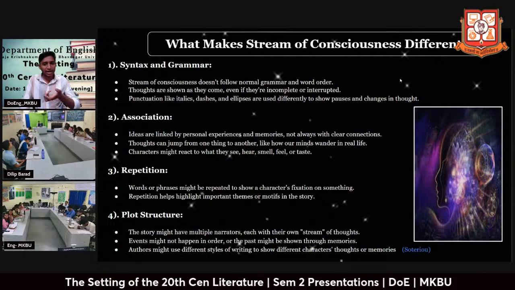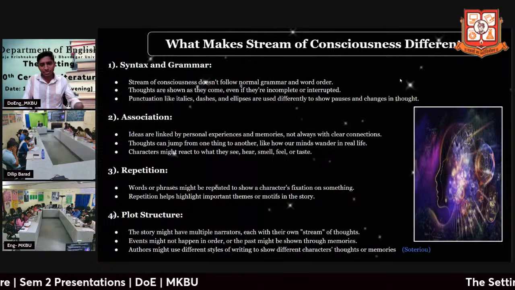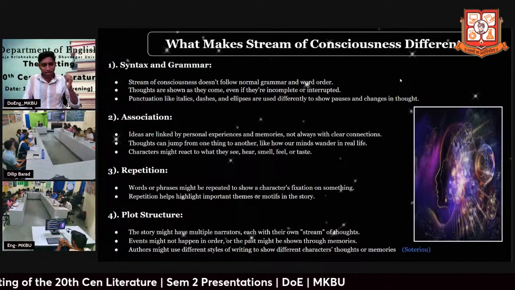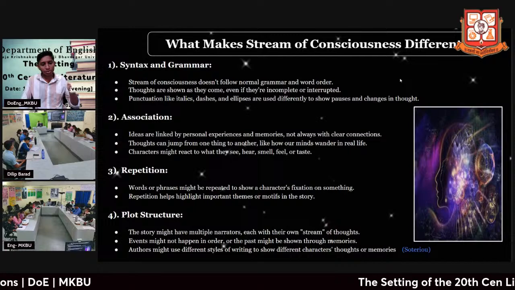Characters might react to what they see, hear, smell, feel, or taste. Repetition: words or phrases might be repeated to show a character's fixation on something. Repetition helps highlight important themes or motifs in the story. Plot structure: the story might have multiple narratives, each within their own stream. Thoughts might not happen in order, or the past might be shown through memory.